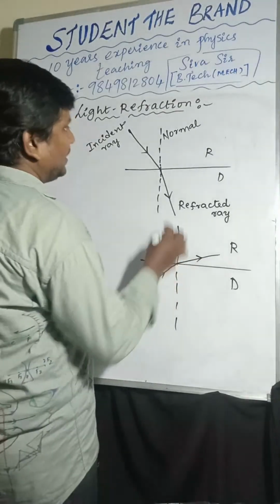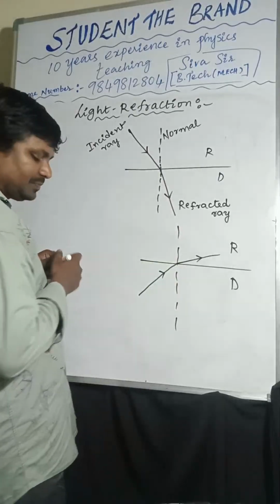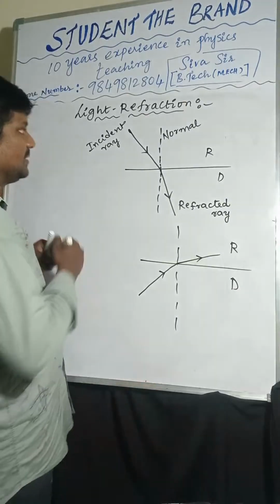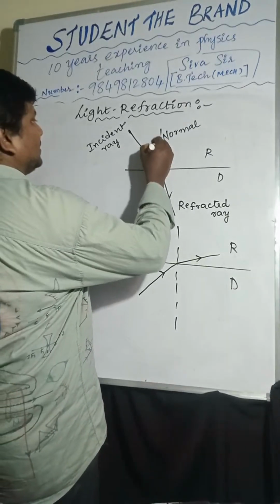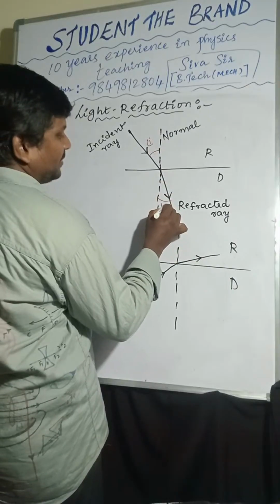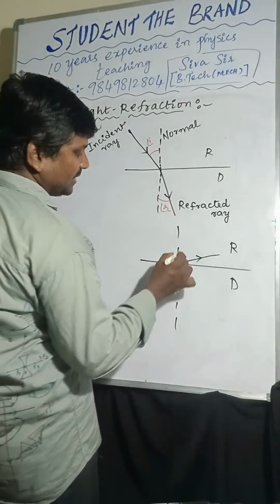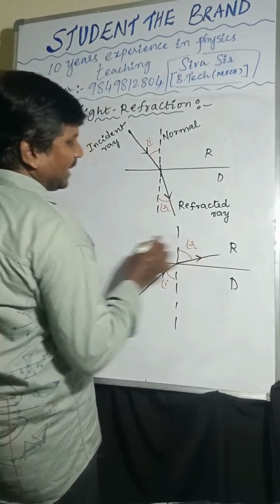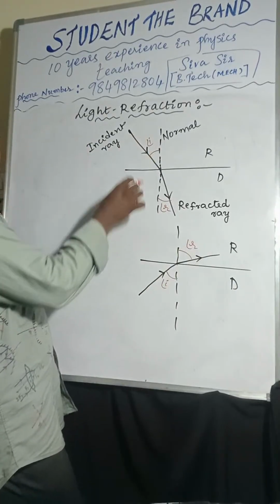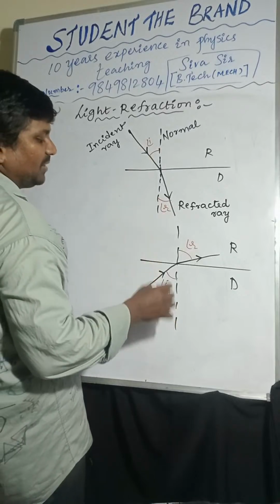Here, the angle between the incident ray and the normal line is called the angle of incidence. This is the angle of incidence. The angle between the refracted ray and the normal line is called the angle of refraction. This one is the angle of refraction.